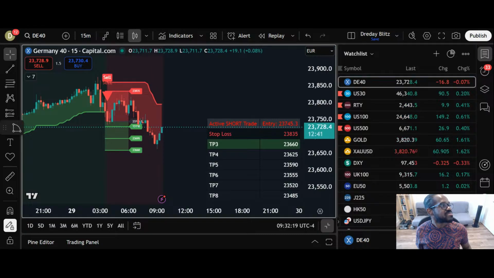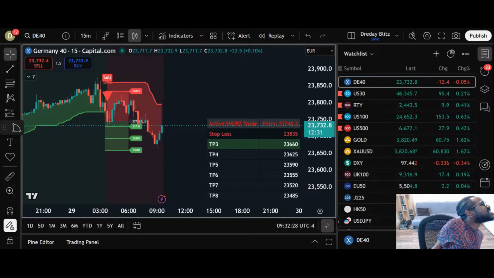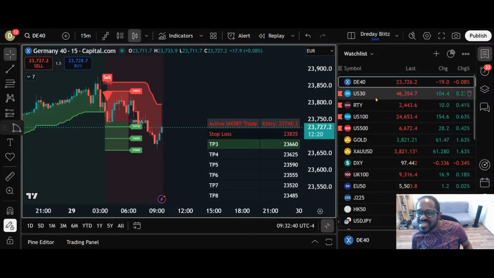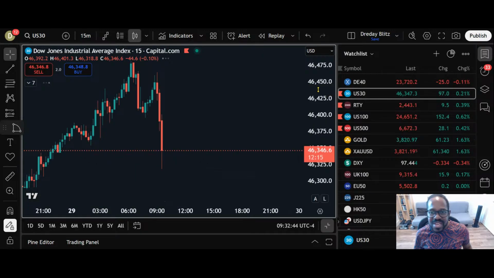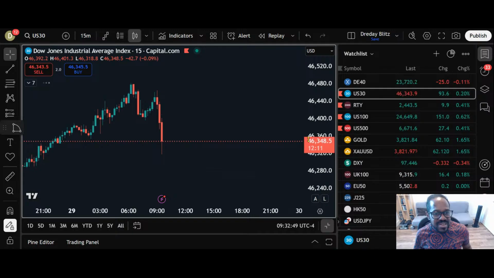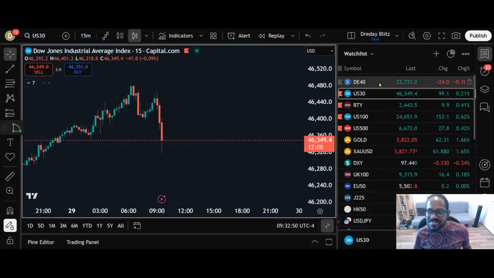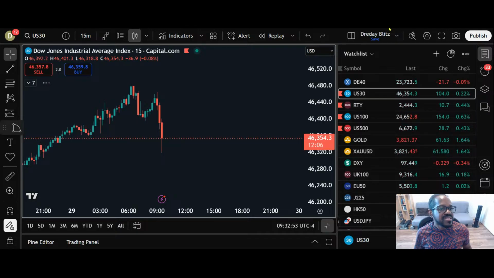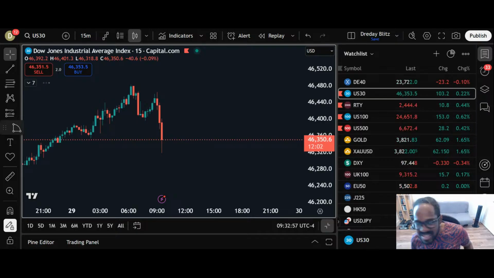Oh, wait. I think we received two alerts at the same time. So we had the US30 and, yeah, we have US30 sell. So that's what I was expecting here on US30. So if we look at it, US30 here is tanking right now, right at the start of our session. So US30 is a sell right now.